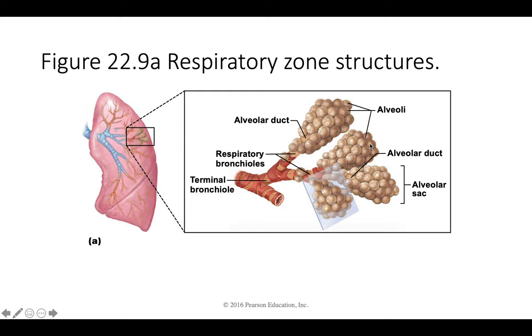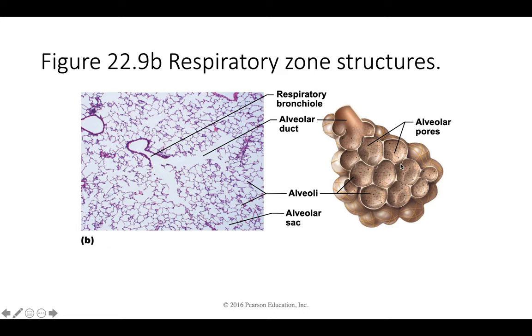So once again, we have the terminal bronchiole over here. From the terminal bronchiole, we end up going to the respiratory bronchioles. The respiratory bronchioles connect to the alveolar ducts, and then we have the alveoli. And then when you look at groups of them, we call these the alveolar sacs. And here is another, this is a cross section that's showing you what they look like. They're hollow spaces inside.